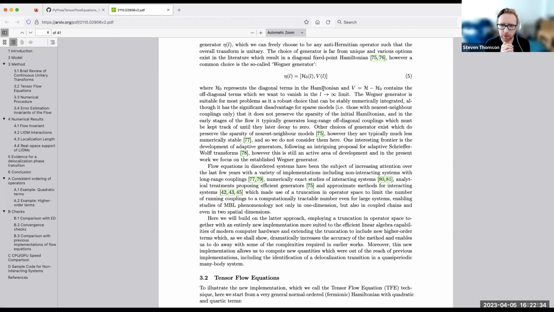So to do this, you have to be either in the full many-body Hilbert space, where your Hamiltonian is an exponentially large matrix, or you have to be working in the non-interacting system where it's just a linear matrix and it's quite simple to do.